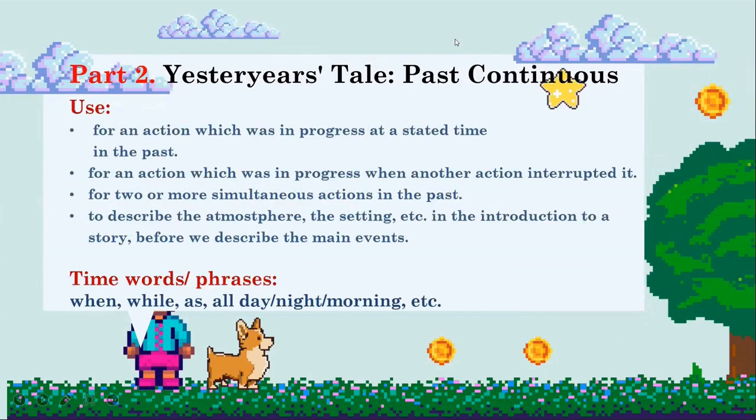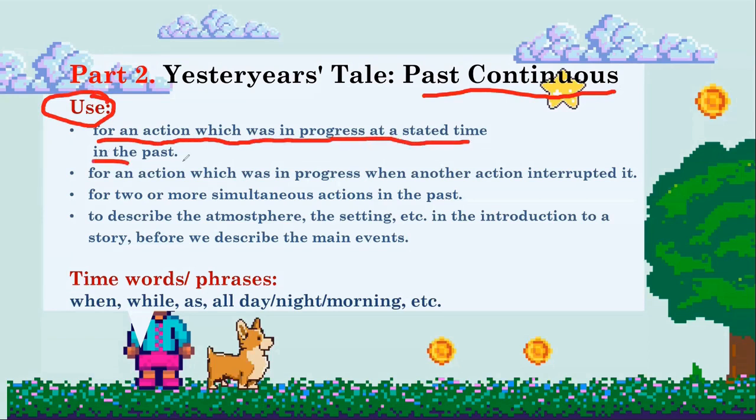It's focused on the next tense. It's about the past continuous tense. So what is this tense about? We will focus on the use first. The very first one, we use it for an action which was in progress at the stated time in the past. So for example, she was singing at 7 p.m. yesterday.